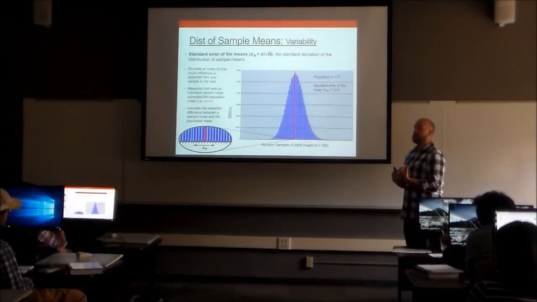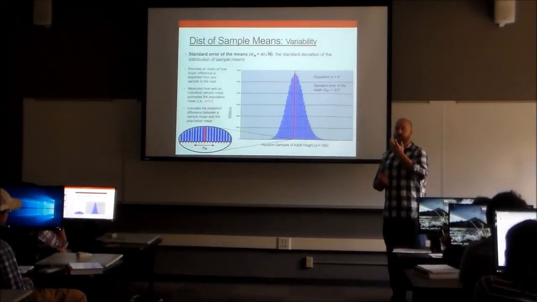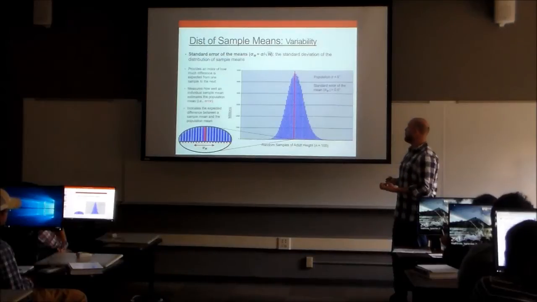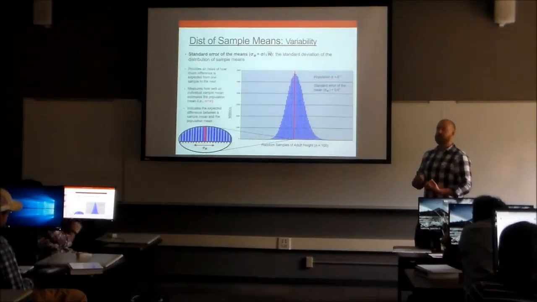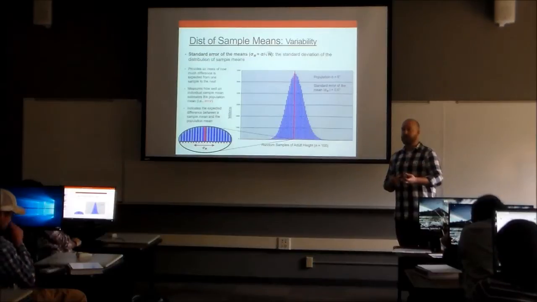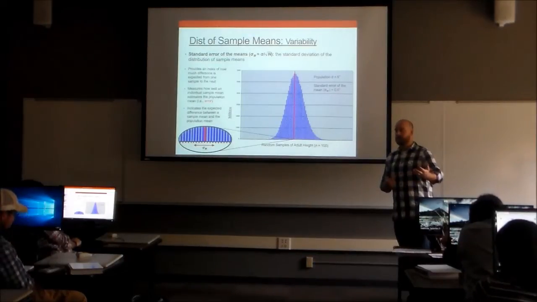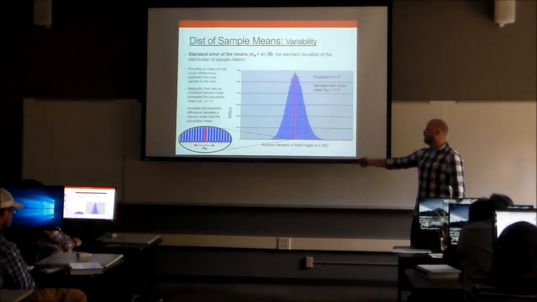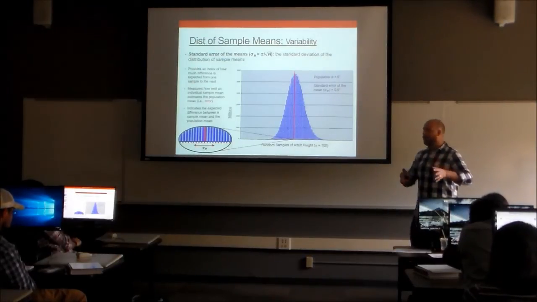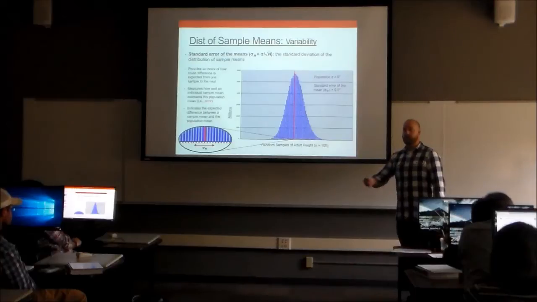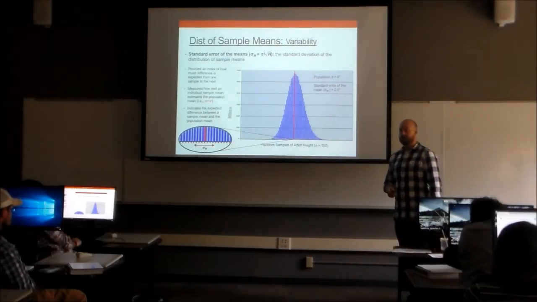Say I collected my sample and instead of 68, the mean of my sample is 70. But on average, I would expect my mean to be about half an inch away from the population parameter. I would expect about half an inch of error from one mean to the next.